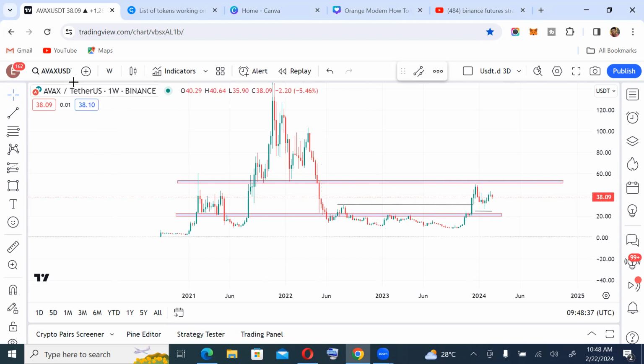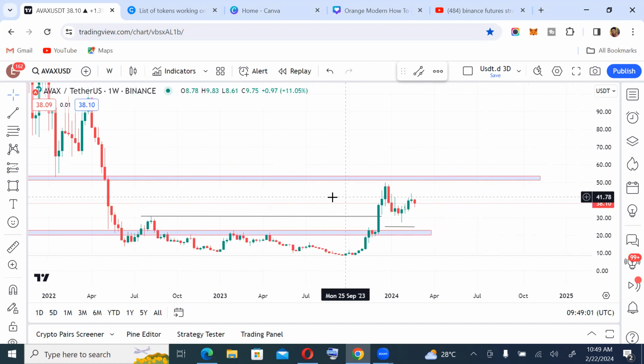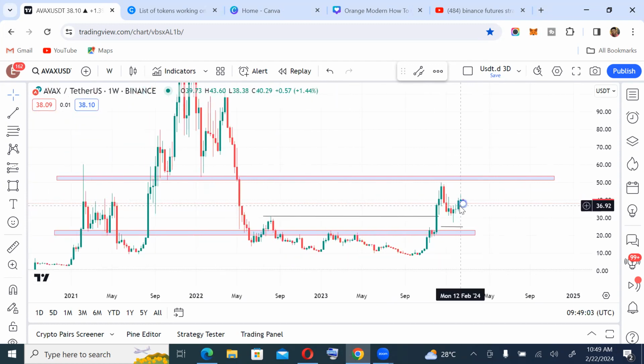So the first thing I want to do is select a coin. Here it's AVAX USDT, and you can see we're on the weekly time frame. The weekly time frame shows you the projection of this coin or any asset you choose. Why are we using the weekly time frame? It shows you the direction and projection, meaning it tells you if a project is on a bull trend or on a downtrend, which is bearish.